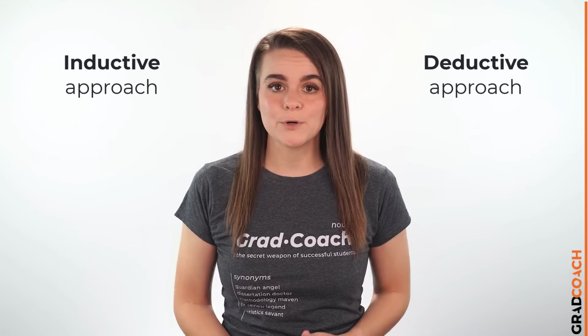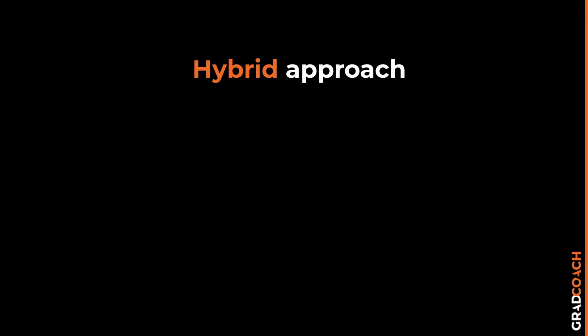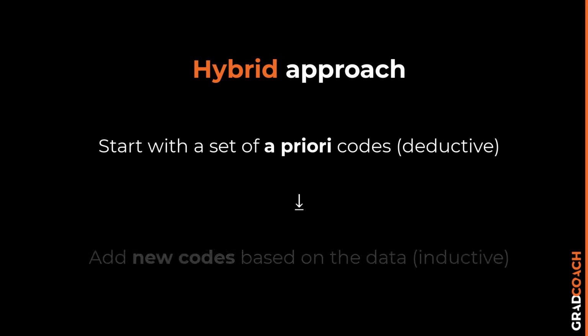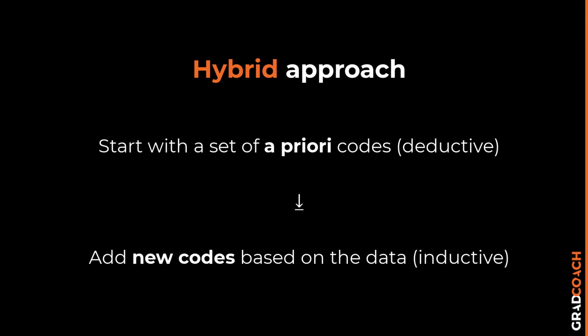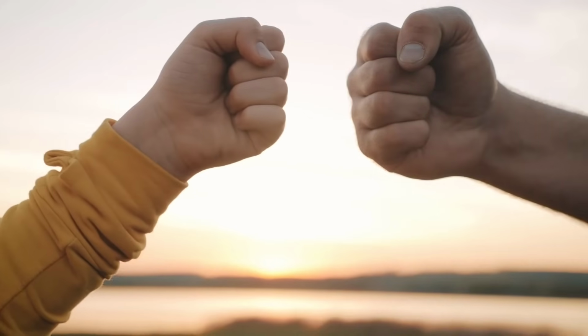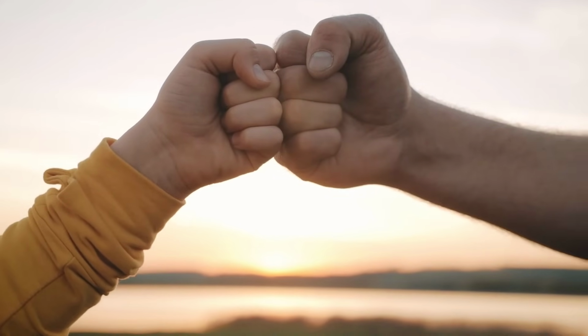To adopt a hybrid approach, you'll begin your analysis with a set of a priori codes, in other words, a deductive approach, and then add new codes, in other words, an inductive approach, as you work your way through the data. Essentially, the hybrid coding approach provides the best of both worlds, which is why it's pretty common to see this in research.